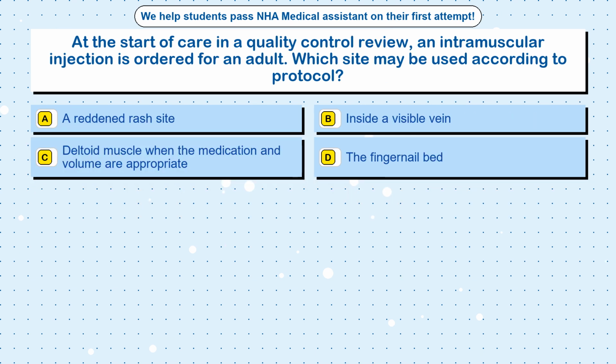Question 94. At the start of care in a quality control review, an intramuscular injection is ordered for an adult. Which site may be used according to protocol? Option A, a reddened rash site. Option B, inside a visible vein. Option C, deltoid muscle when the medication and volume are appropriate. Option D, the fingernail bed.